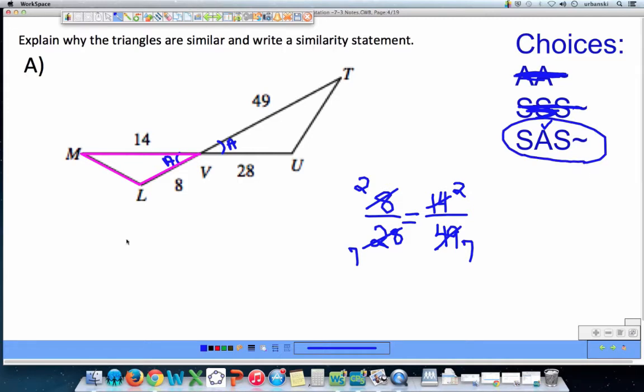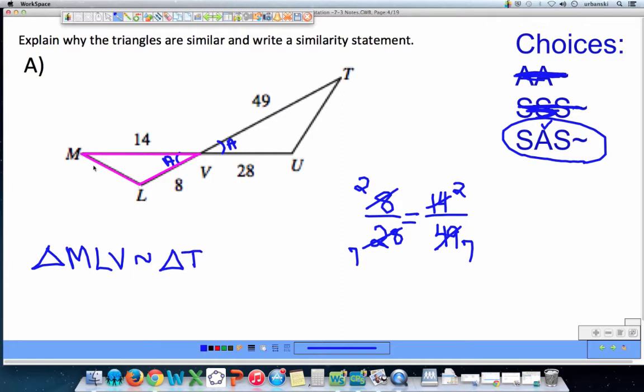Write a similarity statement. So the last thing we have to do is write things in the right order. Triangle MLV is similar to triangle, we have to figure this one out. M has no markings, so I need to either use T or U, but M is next to the longer side, 14. So over here, U or T, which one's next to the longer side? That would be the T. It's next to the longer side, 49. So M goes with T.